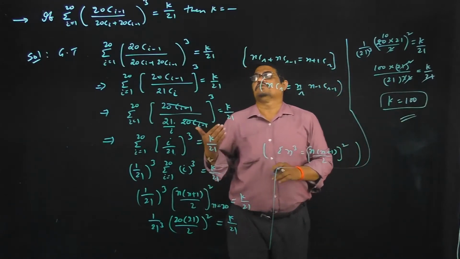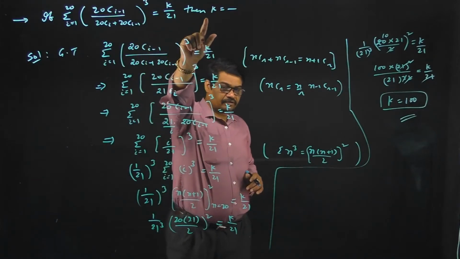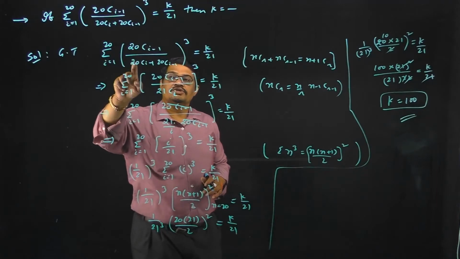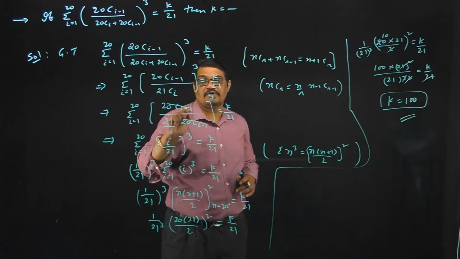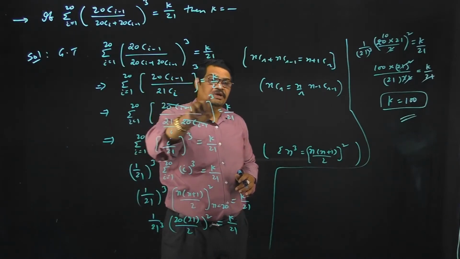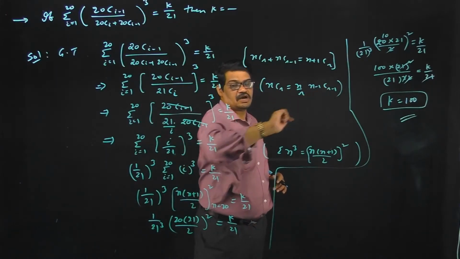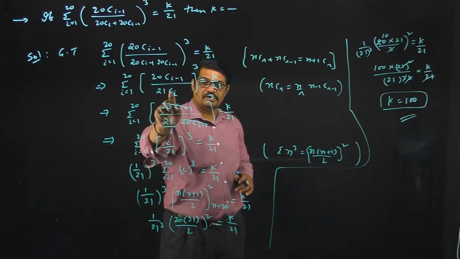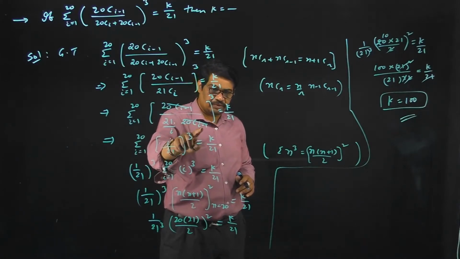Okay, so this is the given expression, k by 21, and they are asking for the value of k. Now using the formula nCr plus nC(r minus 1) is n plus 1 C r, and again in the denominator, 21Ci can be written using the formula nCr is n by r into n minus 1 C r minus 1, that is 21 by i into 21 minus 1 is 20C(i minus 1). So 20C(i minus 1) and 20C(i minus 1) will be cancelled.